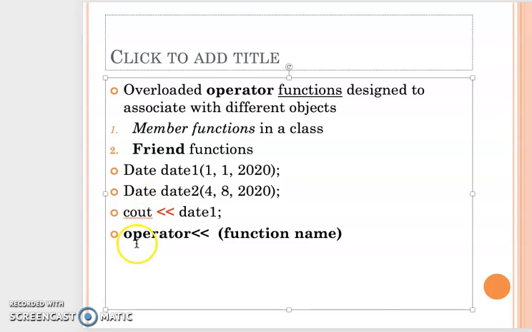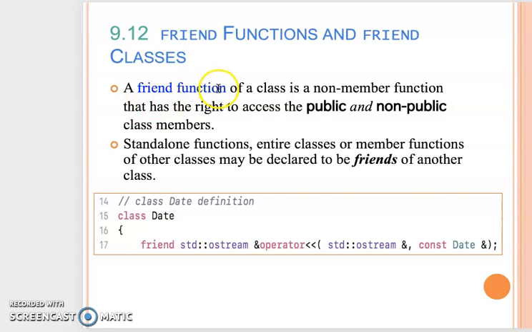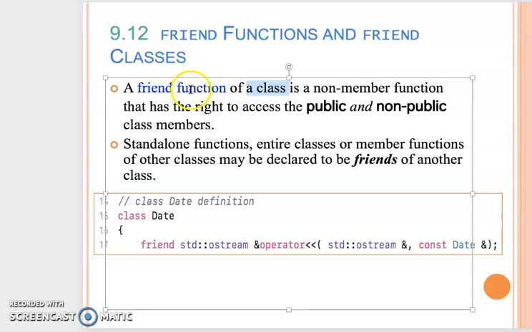Next, let's talk about what a friend function is. You can define a friend function for a class. It is not a member function. But since you grant friend access to this function, the function has the right to access all the public and non-public members in the class. That is what we call a friend function.